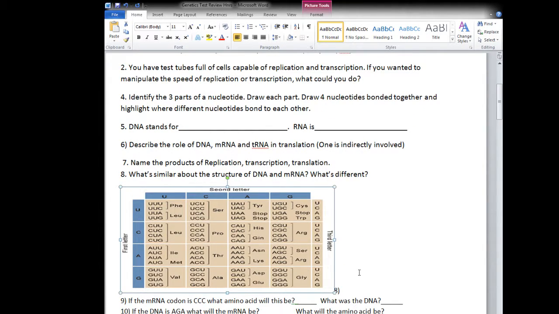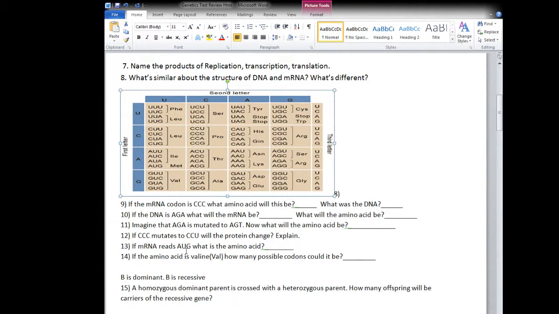Remember, AUG is the start codon. You do not start making amino acids or tRNA until you see that. If you don't see that, you don't start. And then stop codon means stop. You don't continue any further after that.